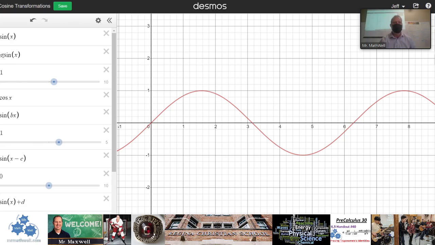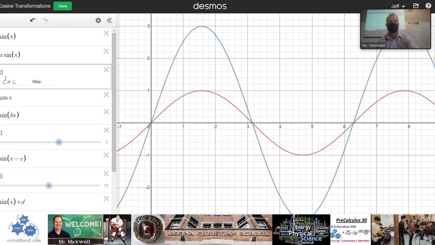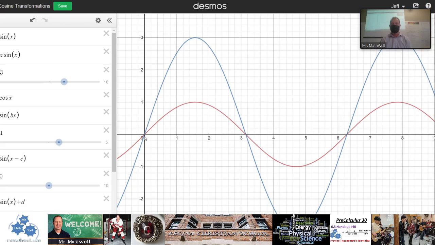Now, let's see, where is it? Oh, A. Okay, so let's light up this graph here. So the blue graph is y equals a sine x, and I've got a set to 1 right here. You see that? So what happens if I change that 1 to 3? Boom! Look at that. So compared to sine of x, the amplitude for sine of x is 1. The amplitude for y equals 3 sine x is 3 units.